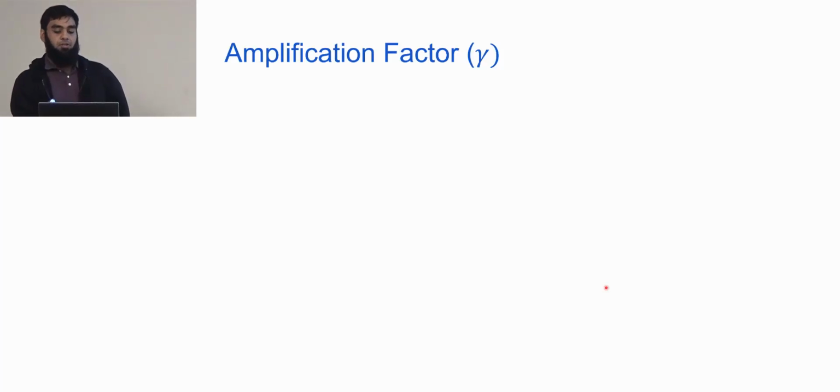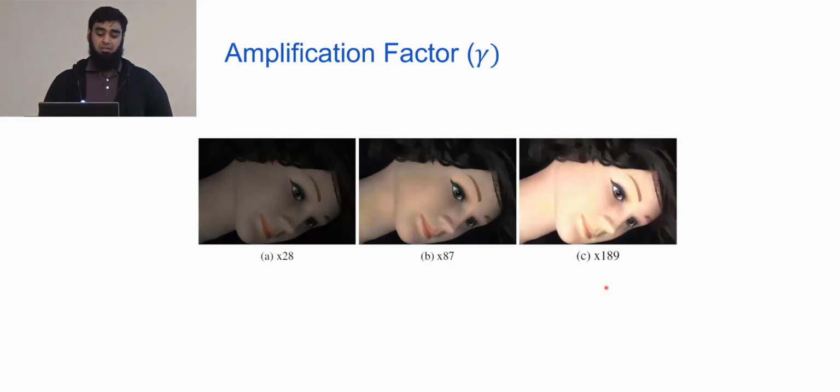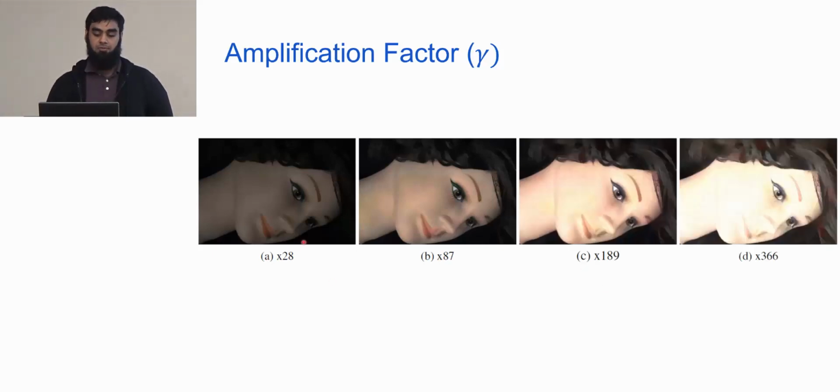Another important term is amplification factor. We'll refer to it later on in the pipeline. It's used when we're trying to increase the brightness of the image. From left to right, you can observe the amplification factor gamma increasing, and so is the brightness.